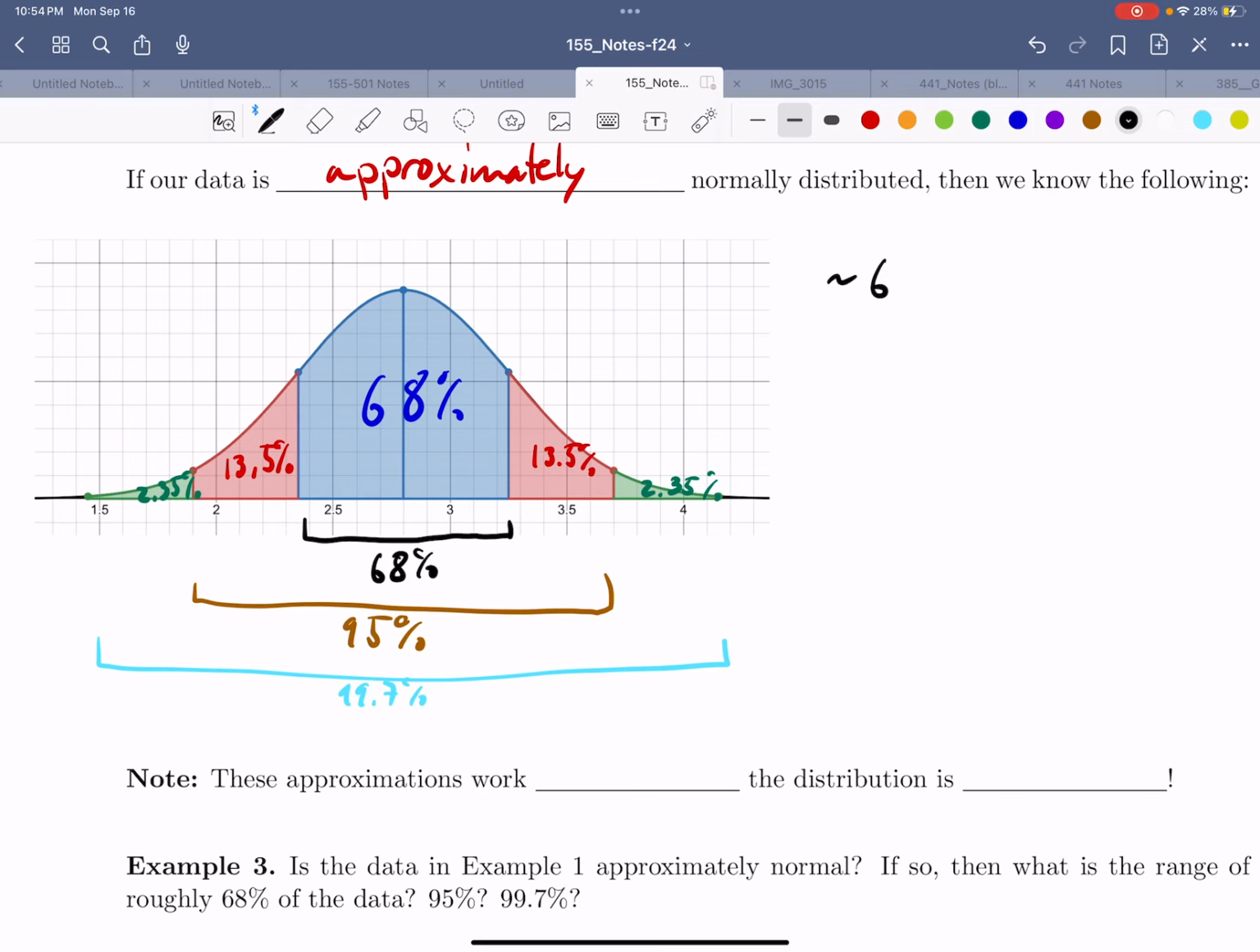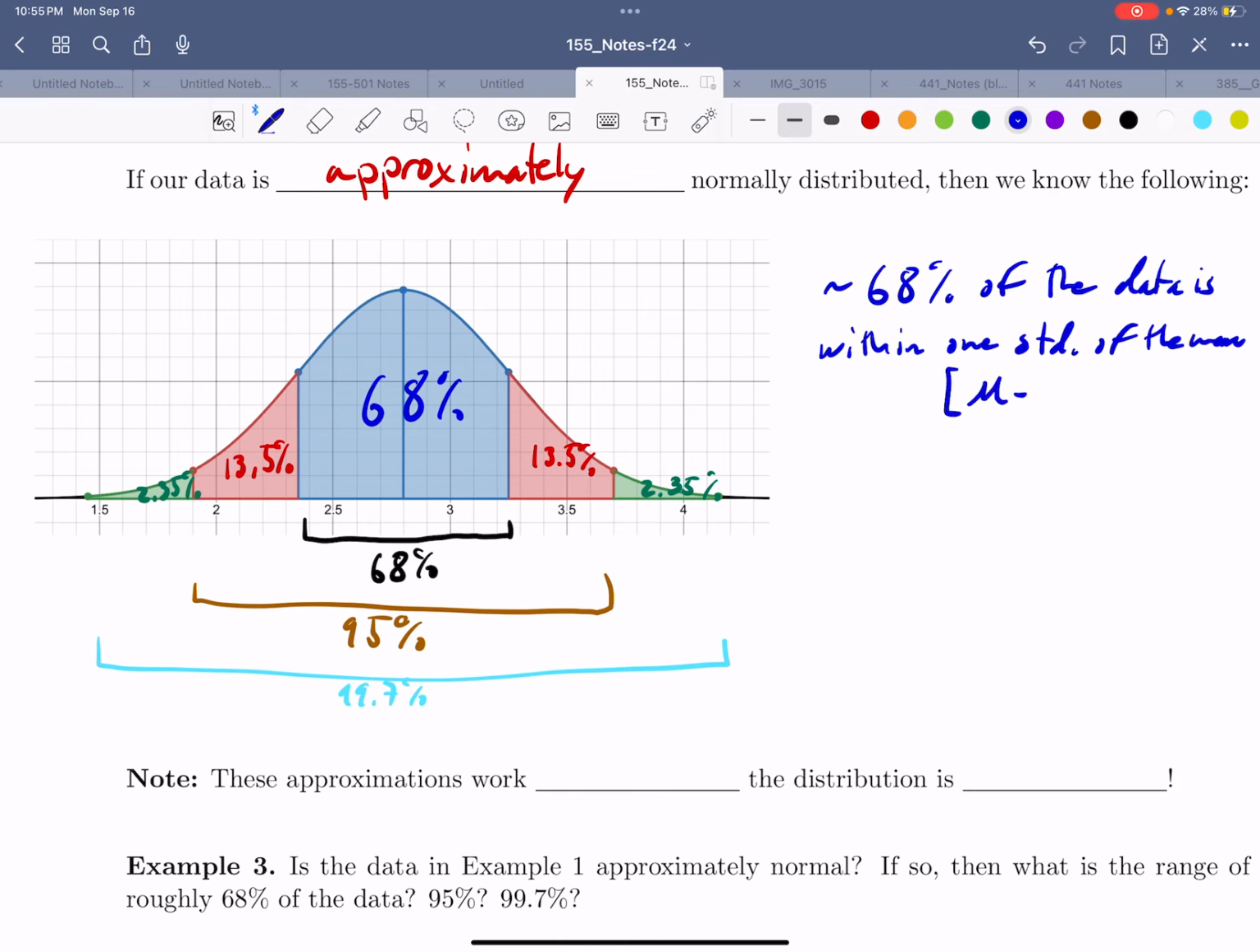So roughly 68%, maybe I should use blue for this. Roughly 68% of the data is within 1 standard deviation of the mean. So in other words, 68% of the data is between, let's say, mu minus sigma to mu plus sigma. Okay.